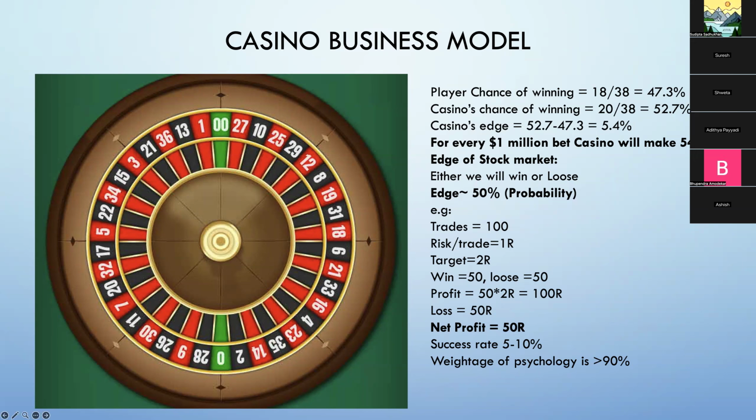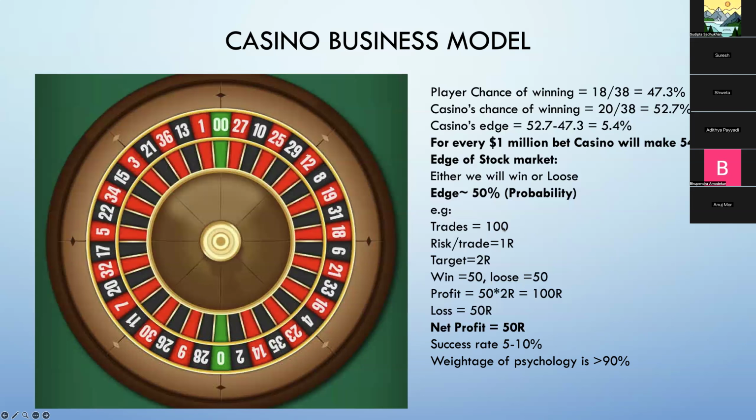So in Vegas, how the casino works is, if there are more players playing, then the chance of making money is 5.4%, like on $1 million, straight away 54,000 the casino can make as profit. So the edge is 5.4%, and from that they are still making a lot of profit. Stock market edge is 50%. Either you will win the trade or you will lose the trade, right? So probability is 50%.